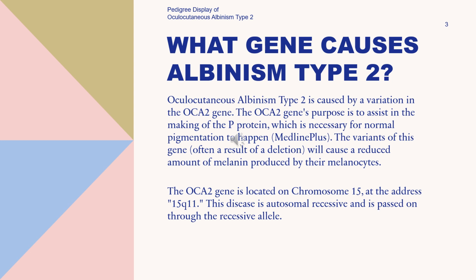So what gene causes OCA type 2? Oculocutaneous albinism type 2 is caused by a variation in the OCA2 gene. The OCA2 gene's purpose is to assist in the making of the P protein, which is necessary for normal pigmentation to happen. The variants of this gene, which are often a result of a deletion, will cause a reduced amount of melanin produced by their melanocytes. The OCA2 gene is located on chromosome 15 at the address 15q11. This disease is autosomal recessive and is passed on through the recessive allele.